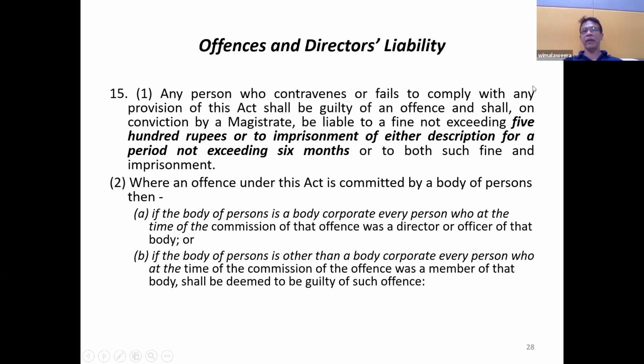Offenses and directors' liability. Any person who contravenes or fails to comply with any provision of this act shall be guilty of an offense and shall, on conviction by a magistrate, be liable to a fine not exceeding 500 rupees or to imprisonment of either description for a period not exceeding 6 months, or to both such fine and imprisonment.